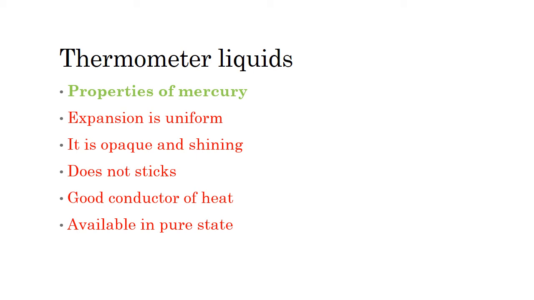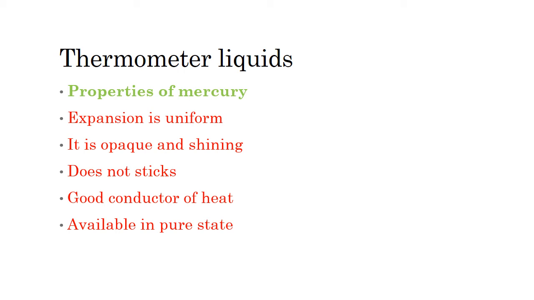The mercury will give you a shining, and it is an opaque substance, and moreover it does not stick to the glass. Normally if you take oil, it will stick to your hands, isn't it? But mercury does not stick to the surfaces. That is the reason why mercury is used, and it is also a good conductor of heat. When you heat it, it conducts the heat energy from one end to the other end, and mercury is available in a pure state. The pure mercury has no contamination, it is not a mixture. That's the reason why we use mercury.